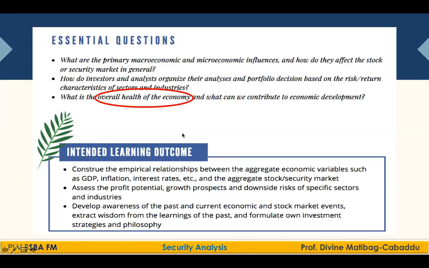So for today's video, the intended learning outcomes are the following. Be able to construe if there is any empirical relationship between the aggregate economic variables such as GDP, inflation, interest rate, etc., and that of the aggregate security market. Assess the profit potential, growth prospects, and downside risks of specific sectors in the Philippines, such as the three major economic sectors. We have agriculture, industrial, and service, and the different industries under each of these sectors.